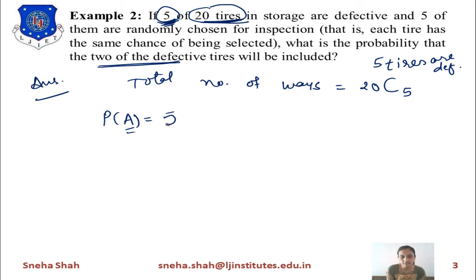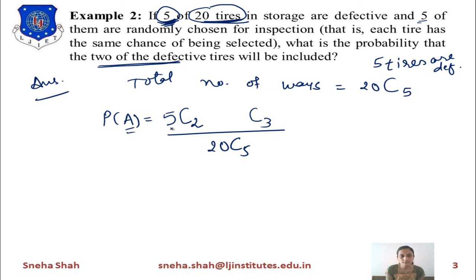So we can say that from 5 tires, we have to select 2 defective tires. From this, the total number of combinations is 20C5. If we remove these 2 tires, then we have to select 3 different tires which are not defective. So the total number of tires is 20.